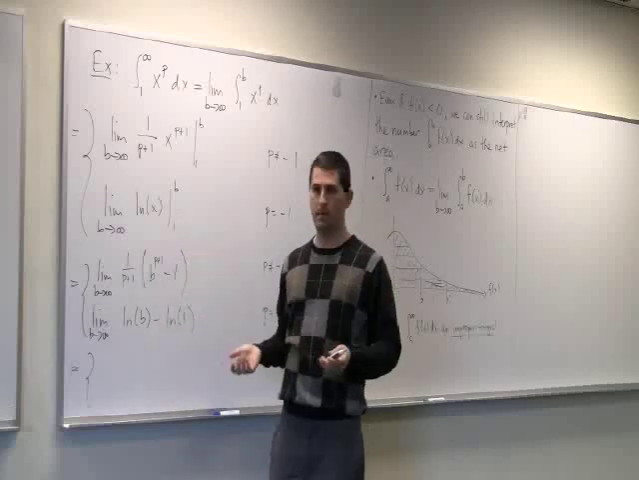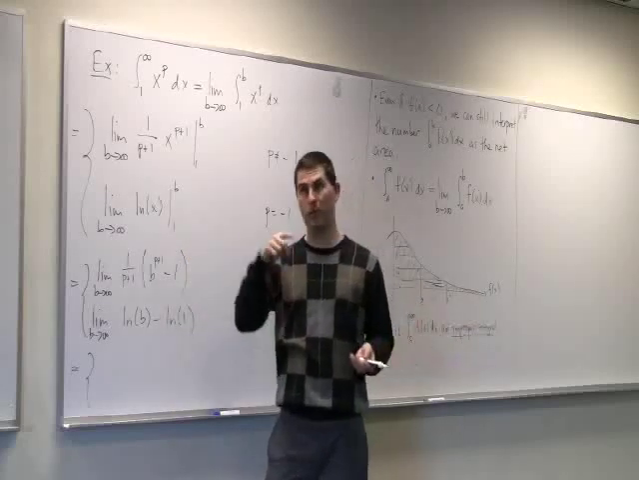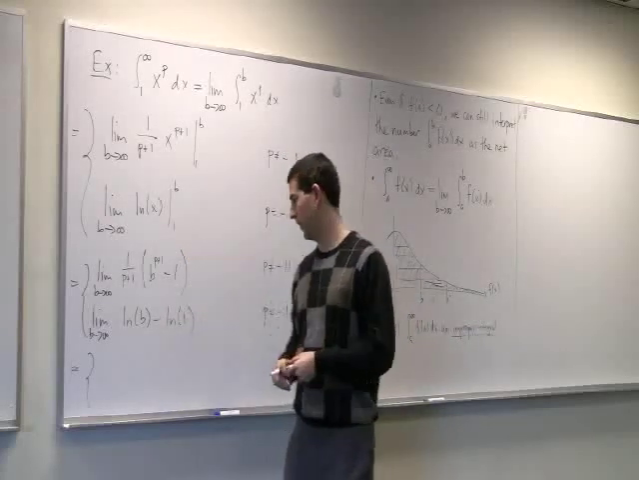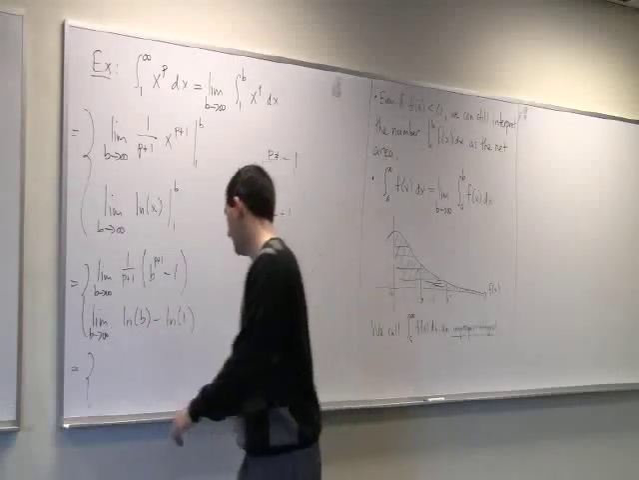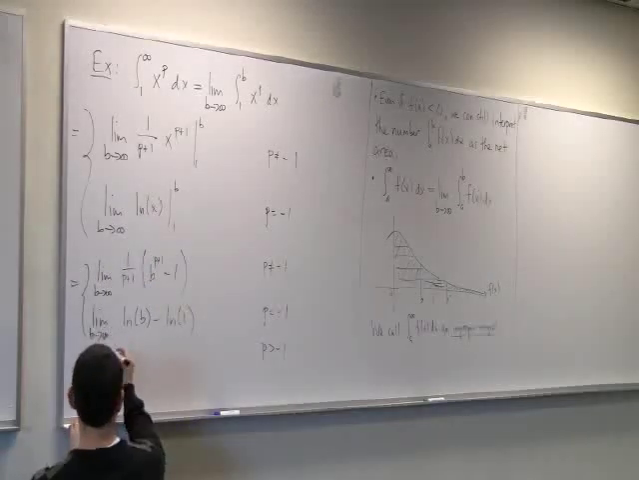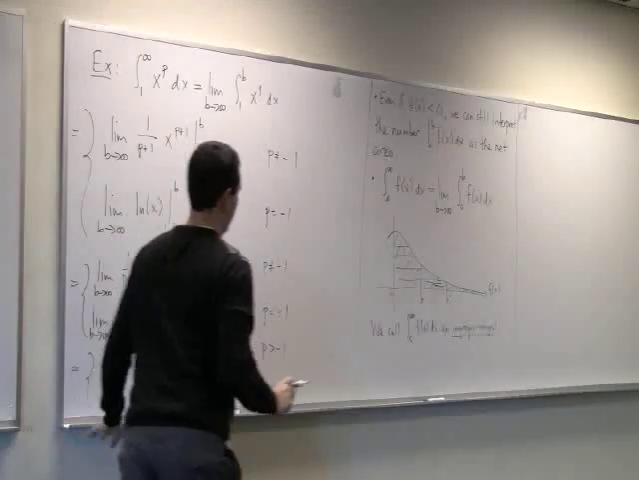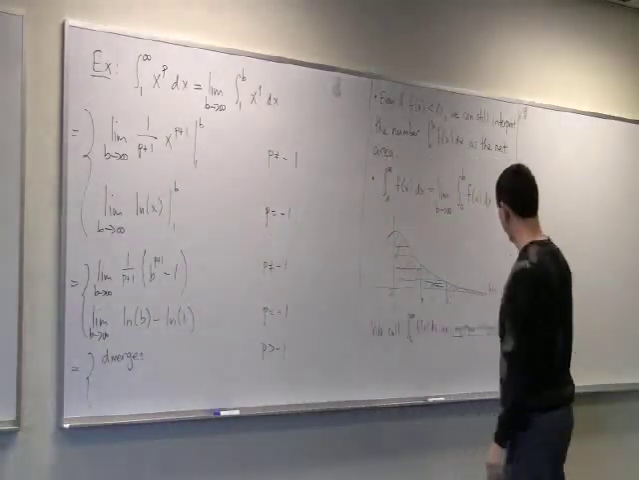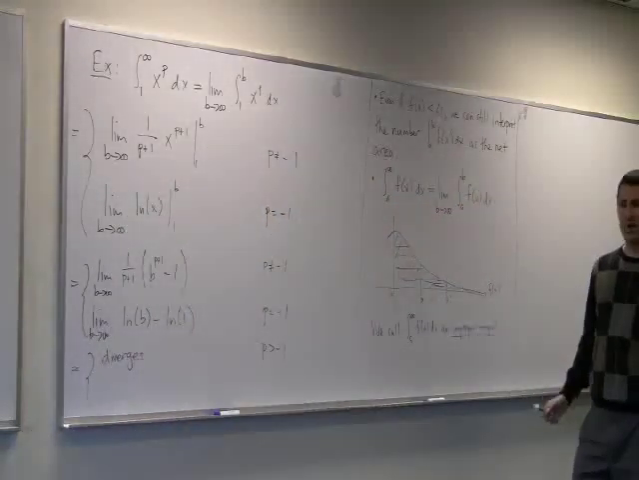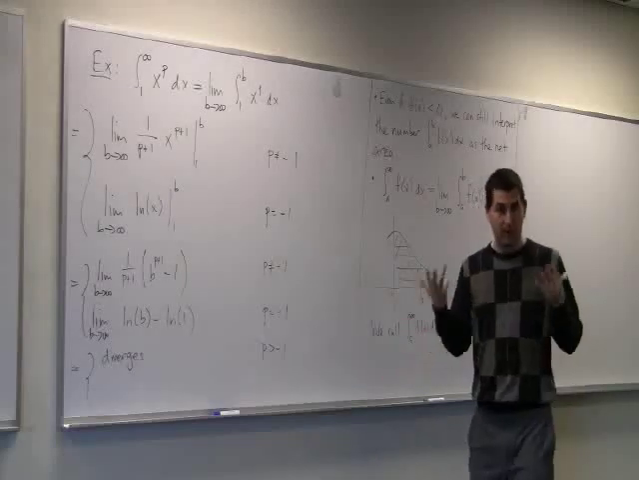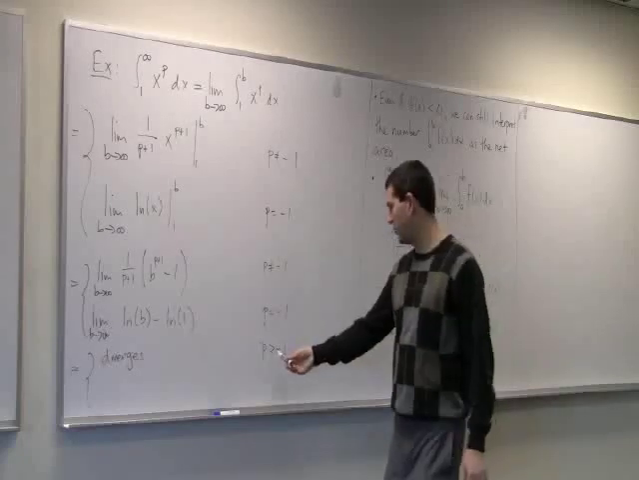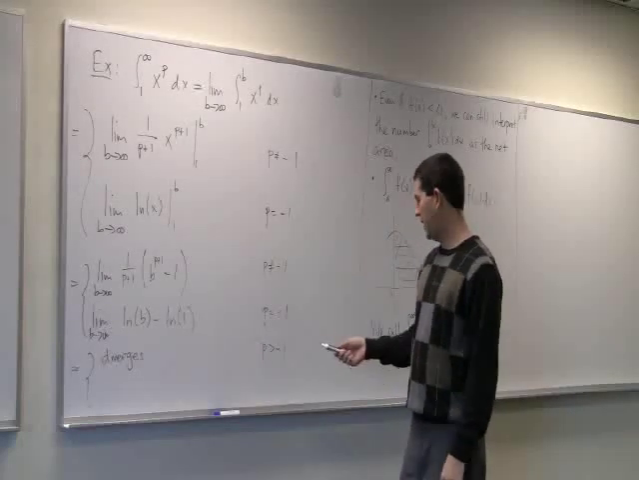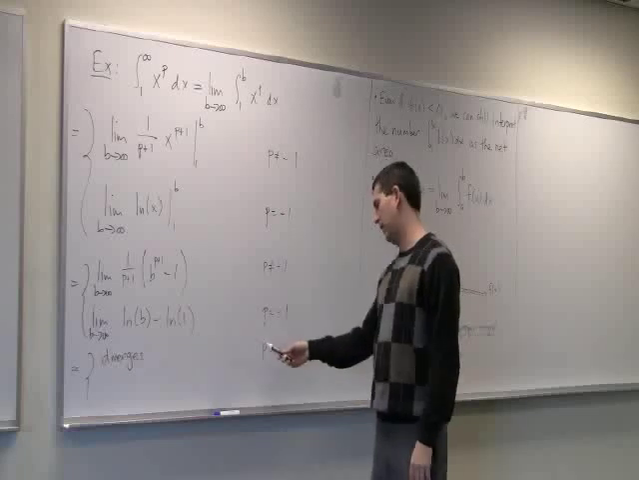So p plus 1 will be positive when p plus 1 is greater than 0, so p has to be greater than -1. So if p is greater than -1, then this thing is going to diverge. So remember the words we use when we talk about improper integrals. If you actually get a value, you say it converges. And if you don't get a value, you say it diverges. So it diverges if p is greater than 1. If p is less than, I say greater than -1.